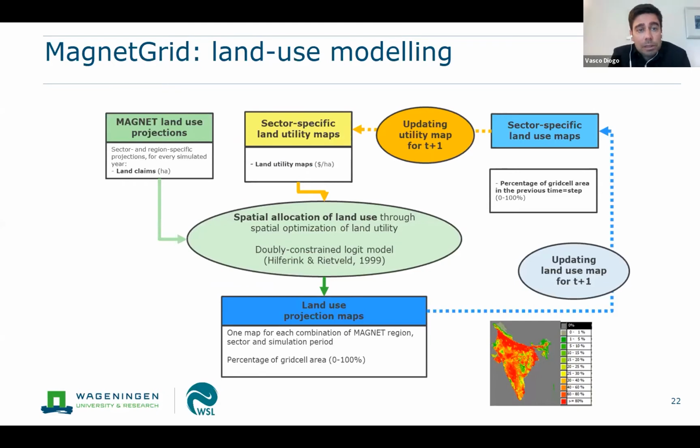So in the land use modeling framework, with the combination of land use projections and the different land utility maps for each sector, we optimize land use through the land optimization algorithm that allows us to derive projections of land use maps to the future. These are then updated for the next time step in order to compute the utility map for the next time step, while taking into account dynamically the land use that has been allocated in the previous time step.